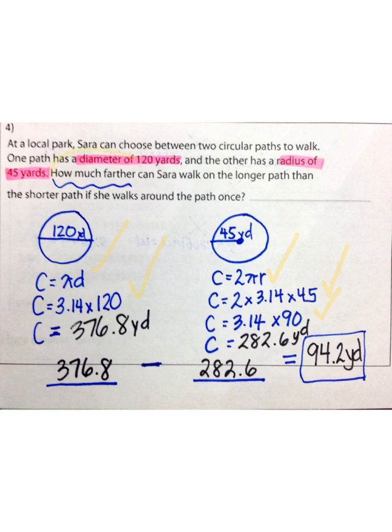Now to figure out how much farther, you're going to subtract. So I did 376.8 minus 282.6, and that's how we get 94.2. So she can walk 94.2 yards farther.